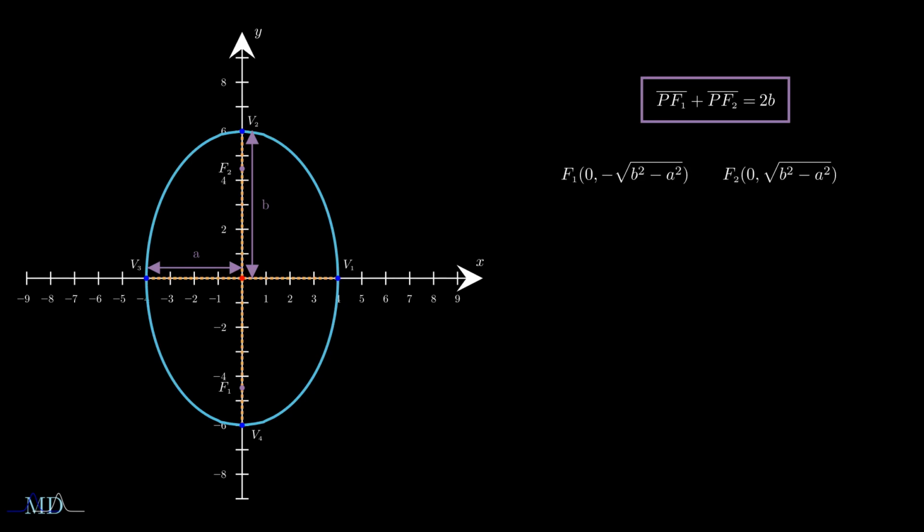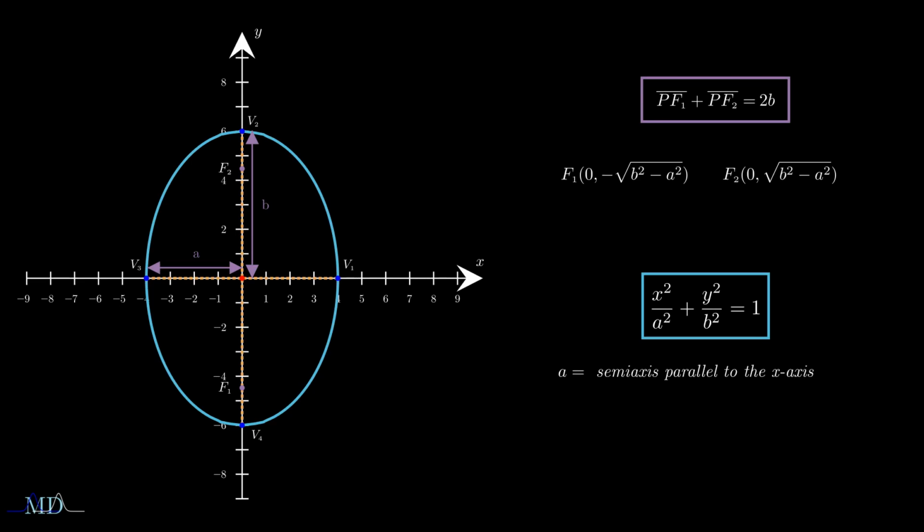We are not going to derive the equation of this kind of ellipse, but if you want to do it on your own, you'll find that it is the same equation we had found in the first part. So the coefficient of x squared is 1 over a squared, with a equal to the length of the semiaxis parallel to the x-axis. And the coefficient of y squared is 1 over b squared, with b equal to the length of the semiaxis parallel to the y-axis. And this is true for every ellipse with axes parallel to the Cartesian axes, regardless of which axis is greater.